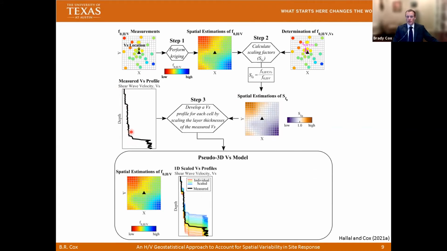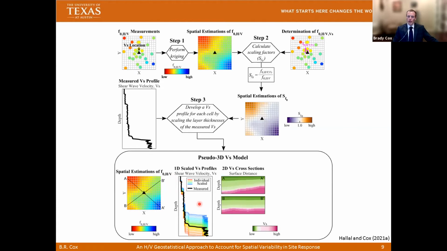And when we apply those scaling factors, for example, we can take that single measured shear wave velocity profile and obtain a bunch of different shear wave velocity profiles. In this case, they're color coded to the same colors on our H over V map. So we can visualize the variation of shear wave velocity across our site in 1D, but we can also create 2-dimensional or 3-dimensional subsurface models using this approach. And the reason we call it a pseudo 3D model is because we've estimated the shear wave velocity in 3 dimensions rather than measured it in 3 dimensions.